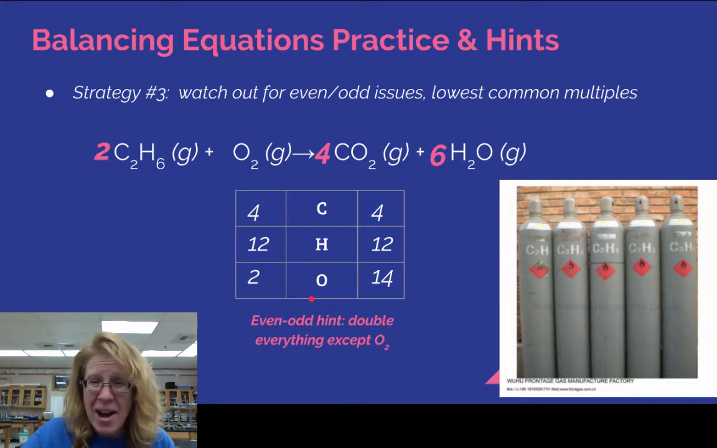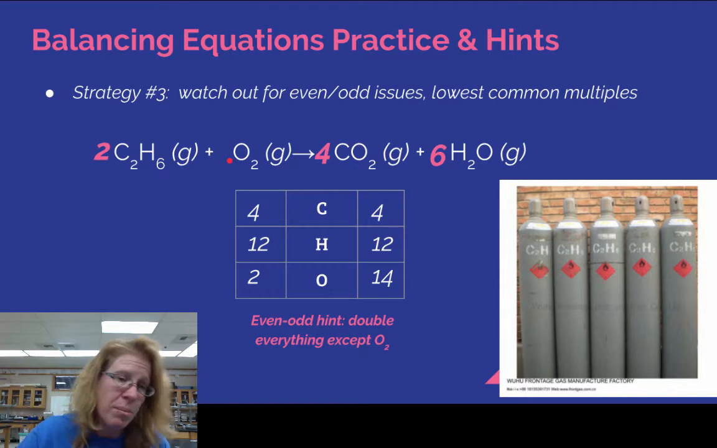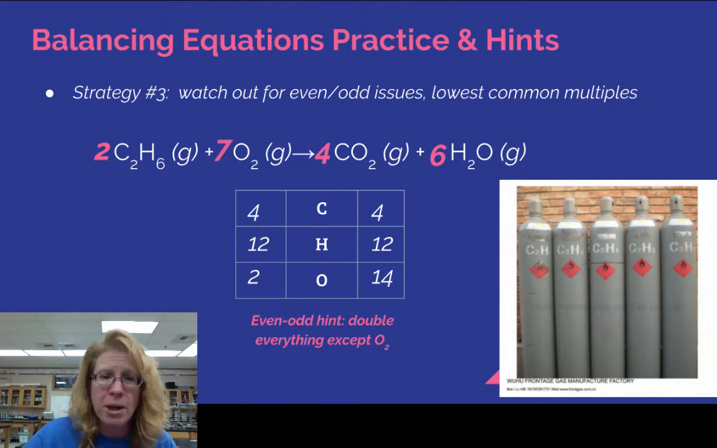So now I have the simple matter of trying to figure out what coefficient to put out in front of the oxygens. I need 14. I have to multiply 2 times something to get 14. So that's where I put my coefficient of 7 out there. And then I do my final accounting, and now everything's happy. So again, kind of a trick with the even-odd issues, that doubling everything up sometimes will work out for you. It's just, like I said, another strategy, especially with combustion reactions.